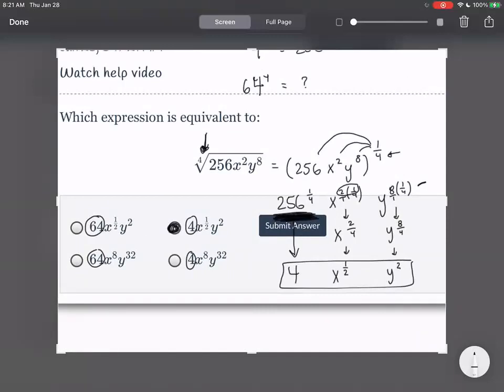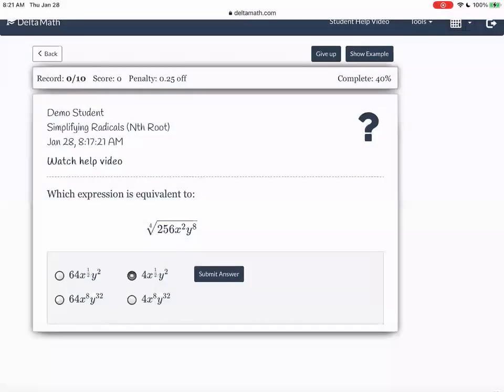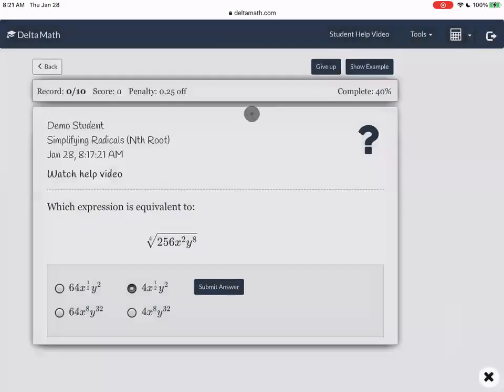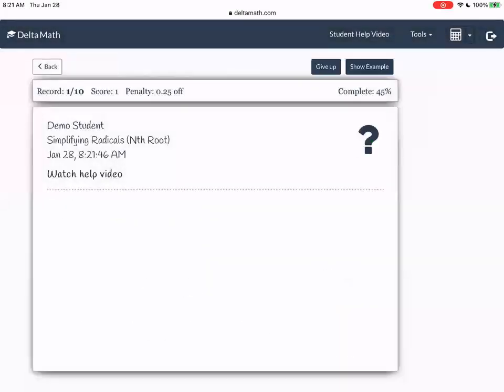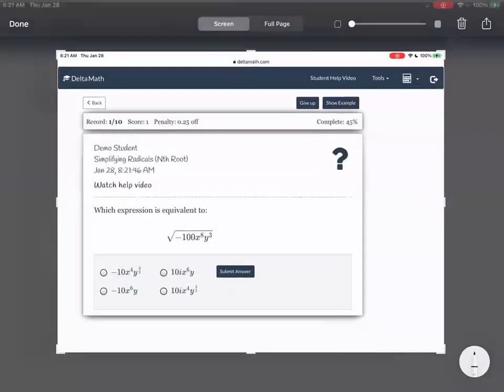Okay, before I submit it, are there any questions? All right, let's go ahead and select that answer choice. And then let's do a few more. I don't know how many more you guys need, but we'll do a few.